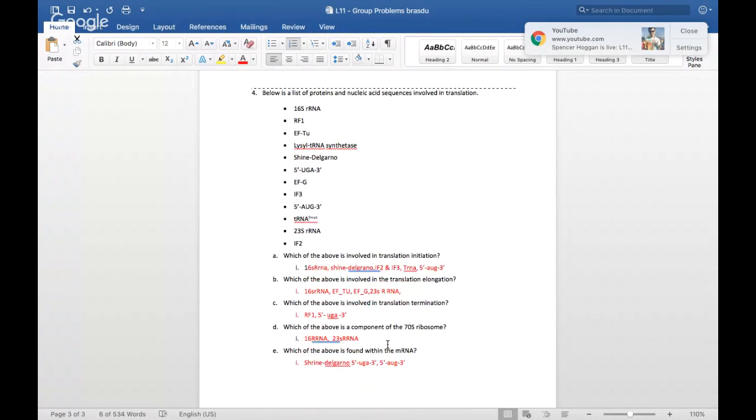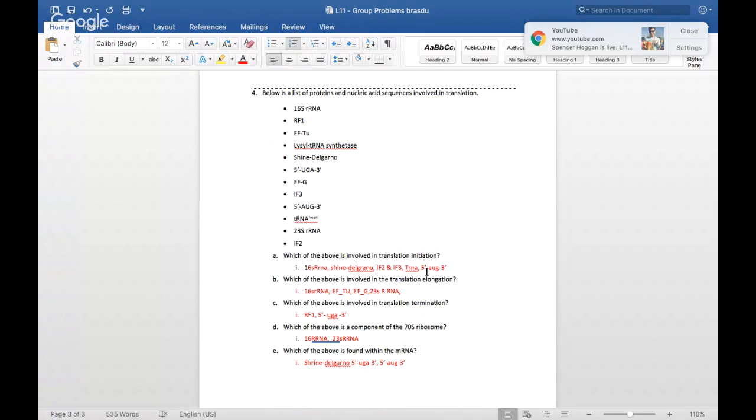And the last question is the list of proteins and acids that are involved in translation, and you're adding them in if you think they belong. So these are the ones we thought belong. A says, which of the above is involved in the translation initiation? So we have 16S rRNA, Shine-Dalgarno is how I'm pronouncing it. I don't know if that's correct. Then we have IF2 and IF3. We'll have tRNA, and we'll have 5' AUG 3'.